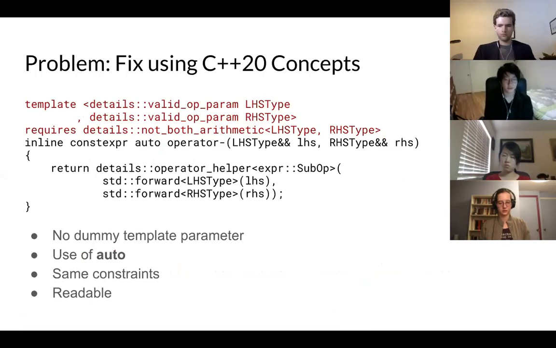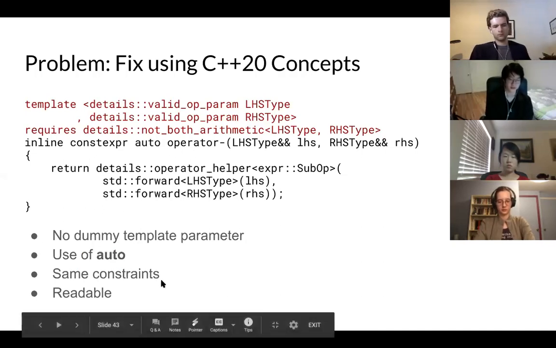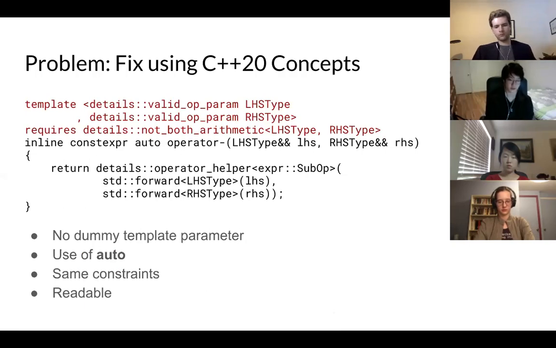For operator minus using C++20 concepts, it looks a lot simpler. At the beginning, you can simply say that the left-hand side type and the right-hand side type follow these concepts of valid opparam, and you additionally require that they are not both arithmetic. There's no use of a dummy template parameter, and we still get to use the auto keyword. We have the same constraints, if not more, because concepts are a lot more versatile than the pre-C++20 metaprogramming tools. And most importantly, the code is more readable.